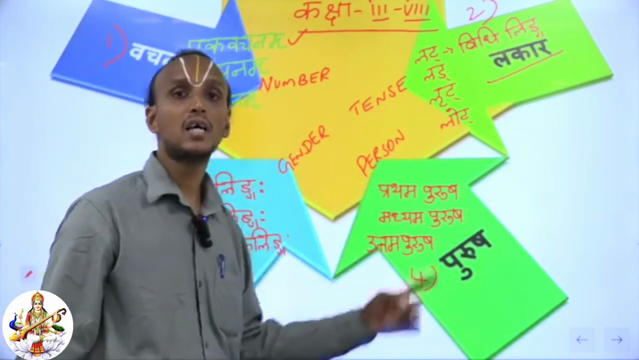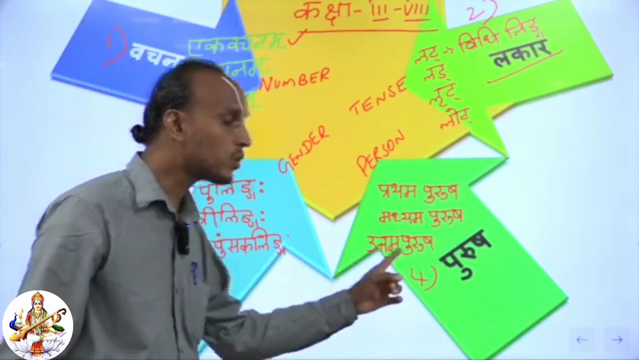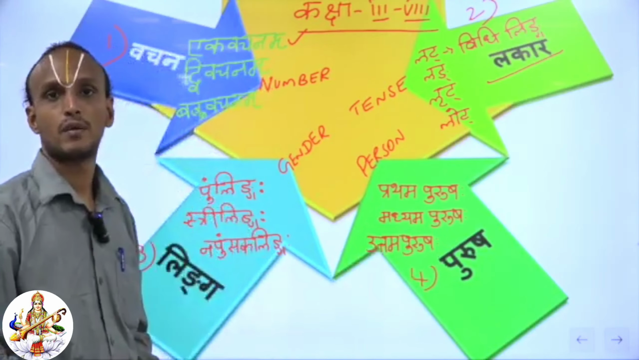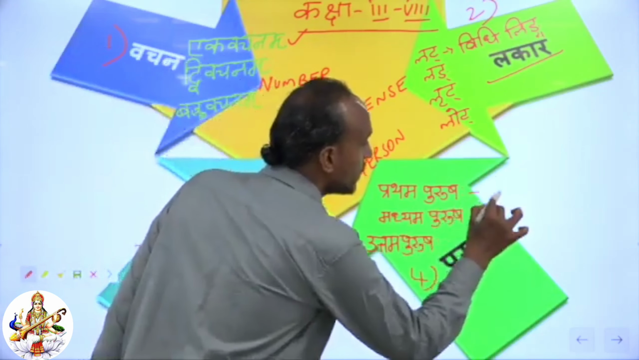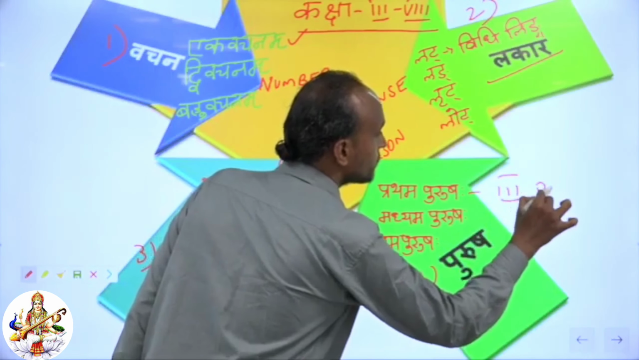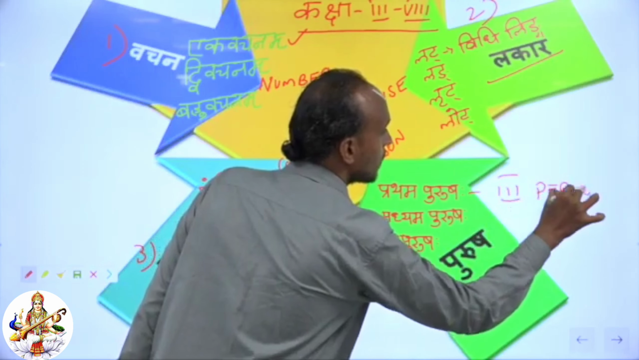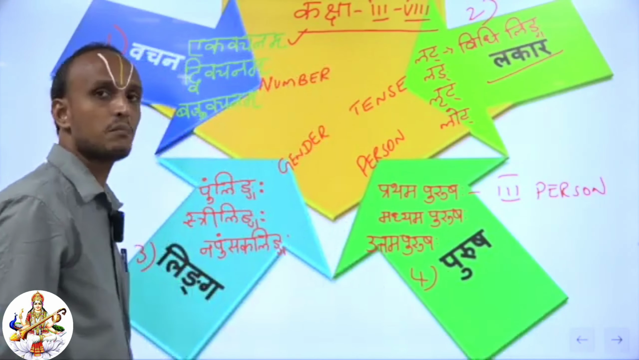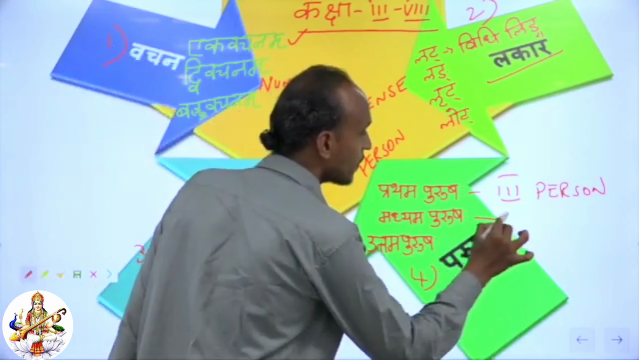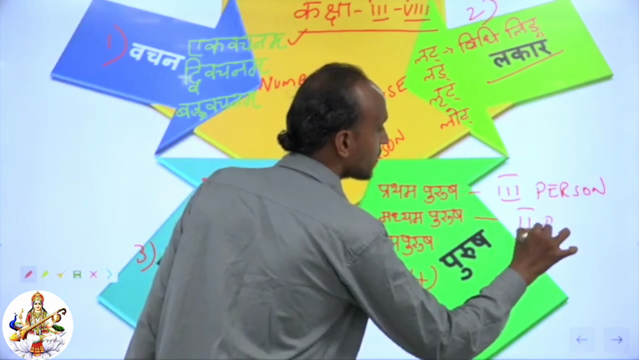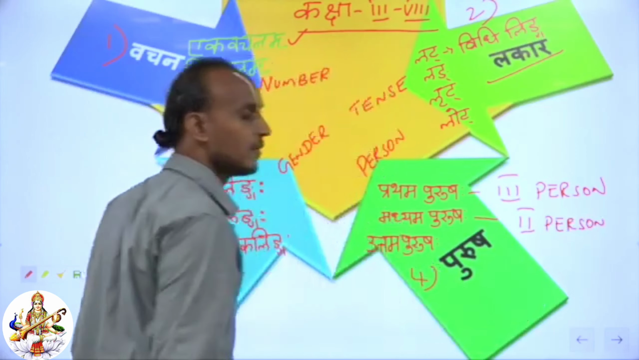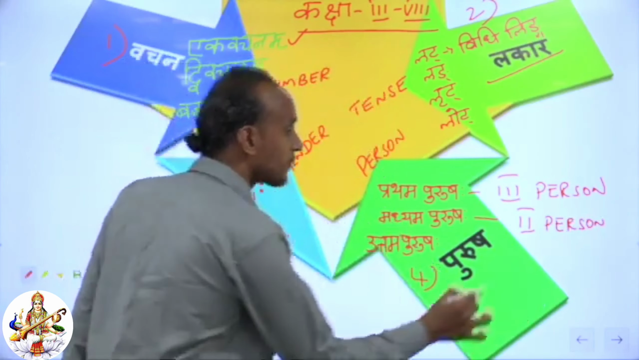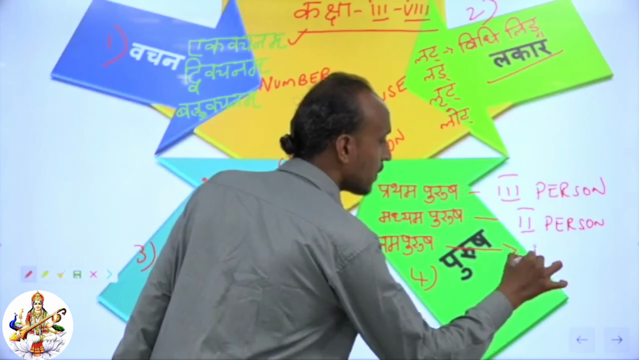Prathama Purushaha, Madhyama Purushaha, Uttama Purushaha. What is meant by Prathama Purushaha? Prathama Purushaha means third person. Then Madhyama Purushaha, second person. Uttama Purushaha, first person.